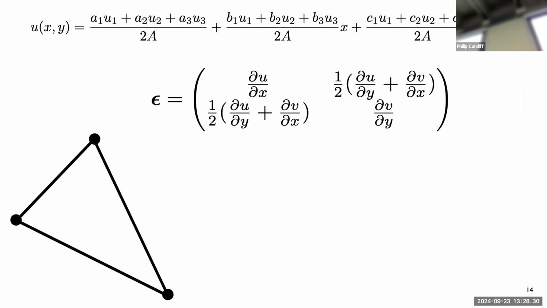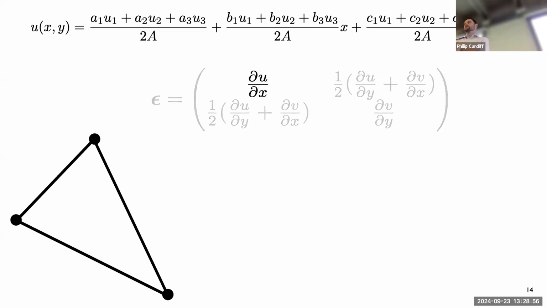So since we now have a definition of displacement in our element up here as a function of x and y and constants, the nodal displacements are just defined at the node, they don't vary in space. And the A's and B's and C's and the capital A are just geometric quantities, like widths, heights, thicknesses. They're all constants. Then we can calculate each one of these. So for example, if I want to calculate du dx, then I can just differentiate.